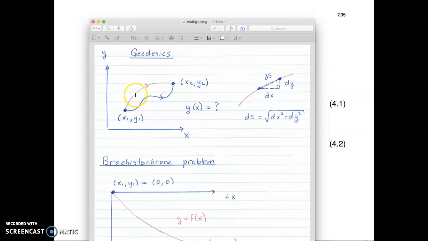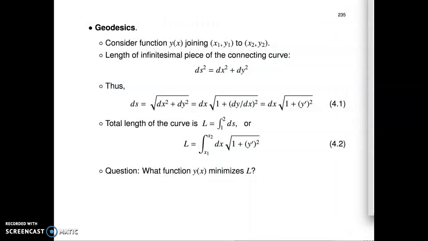You sum all the sections from point 1 to point 2. You sum all those lengths, and you get the length of the total curve. Okay? So you've probably seen this in calculus. You've probably seen this equation before. So the length is going to be an integral of dx times the square root of 1 plus the derivative y primed squared. Okay, you know all that already.